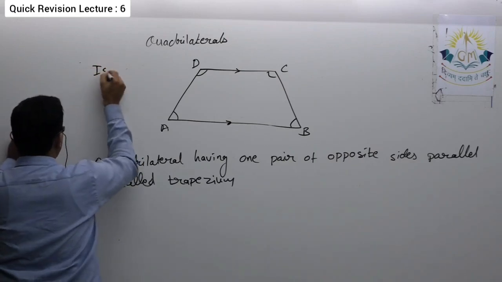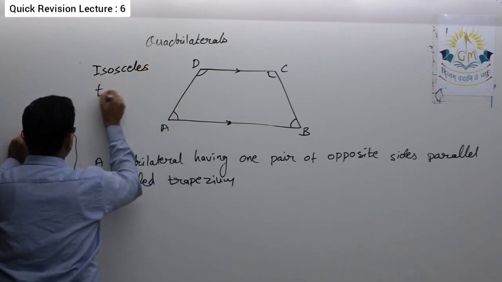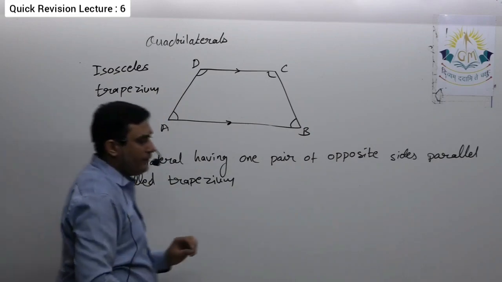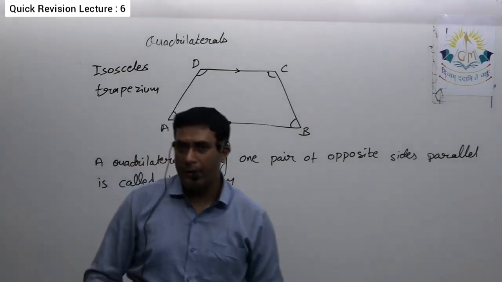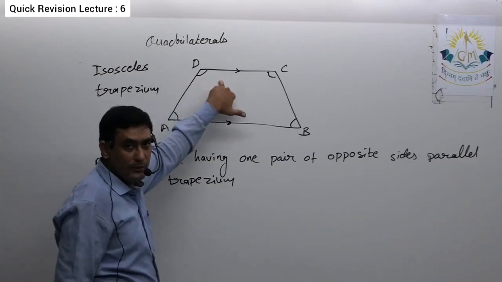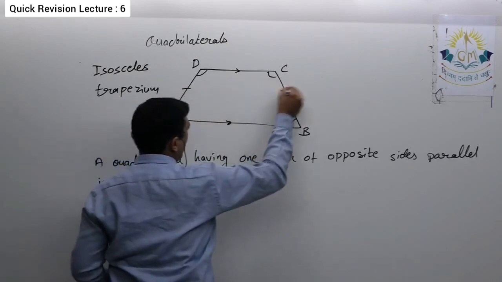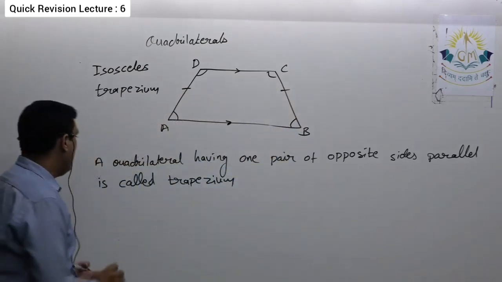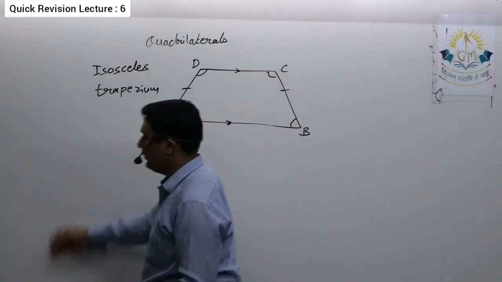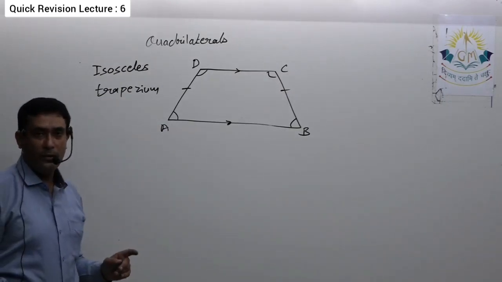Next one is the isosceles trapezium. Now, the name itself says isosceles. Whenever we get the word isosceles, that means two sides are equal. But obviously we can't say these two are equal, because if you make these two equal, then this will be a parallelogram. It means definitely the non-parallel sides will be equal. So first of all, it must be a trapezium having equal non-parallel sides.